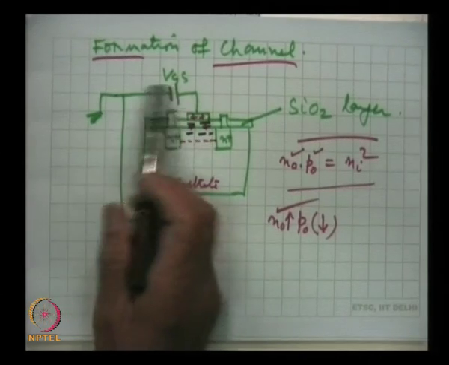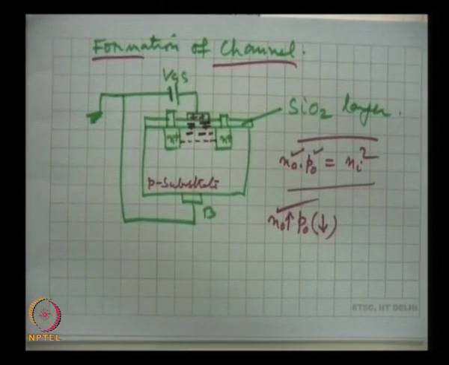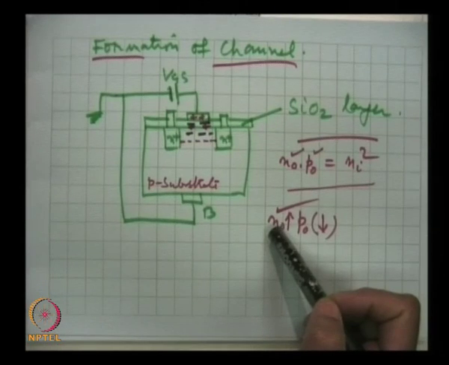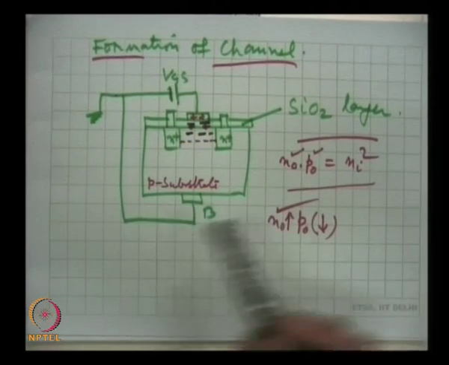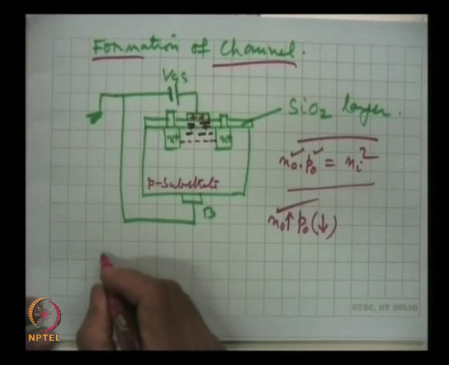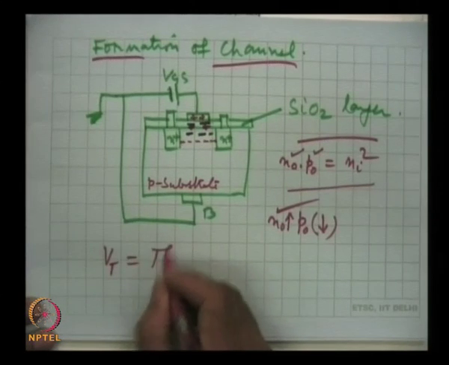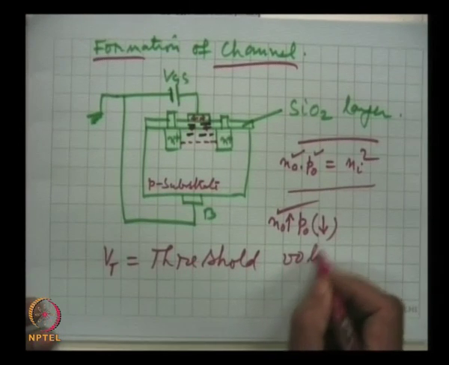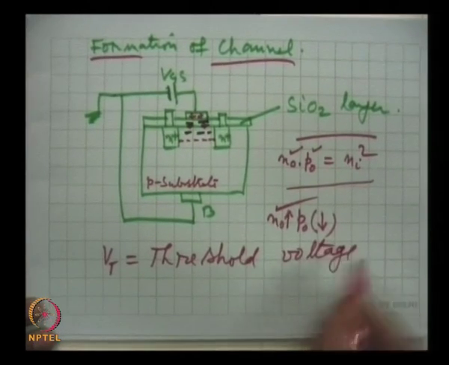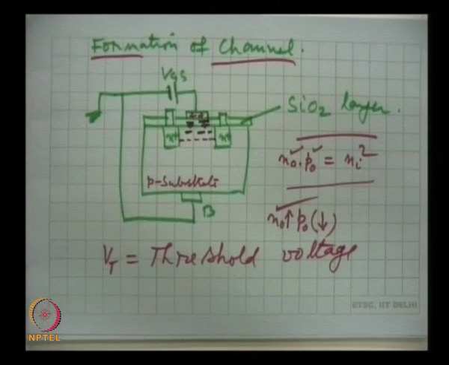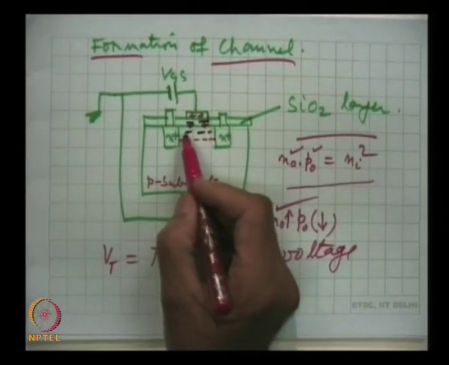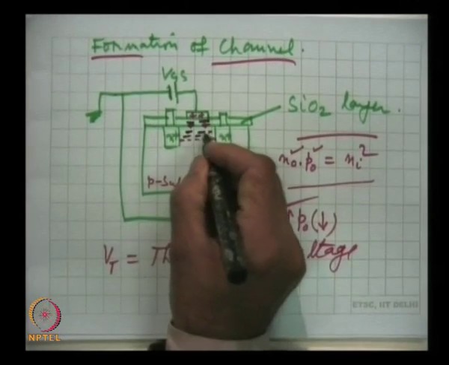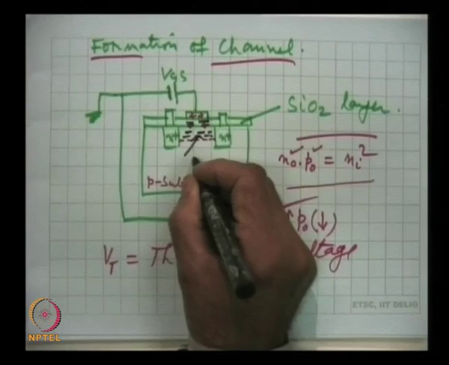If we further increase this voltage, then further reduction in hole and further enhancement in the channel at a certain voltage, and that voltage we call as Vt, the threshold voltage. At this voltage the channel is completely formed. So, this is the channel.